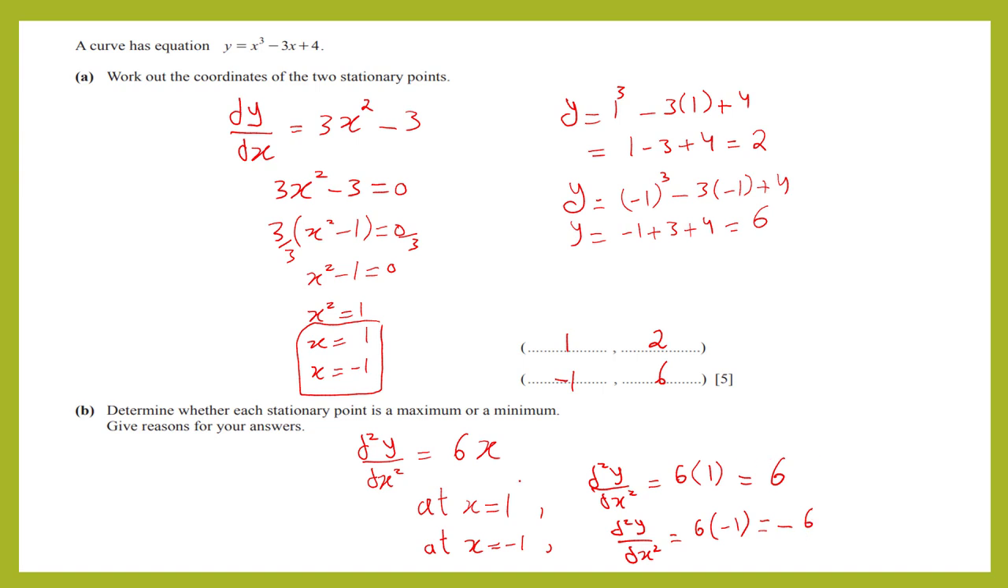So now we have the second derivative positive when x equals 1. When the second derivative is positive after substitution, this point is a minimum point. And this other point is a maximum point. So you can mention now that the point 1 and 2 is a minimum point, and the point negative 1 and 6 is a maximum point. And no one says whenever x is positive it's a minimum, whenever x is negative it's a maximum.